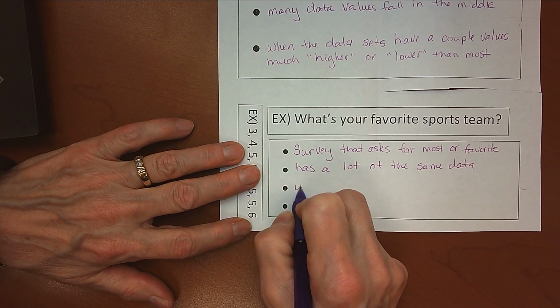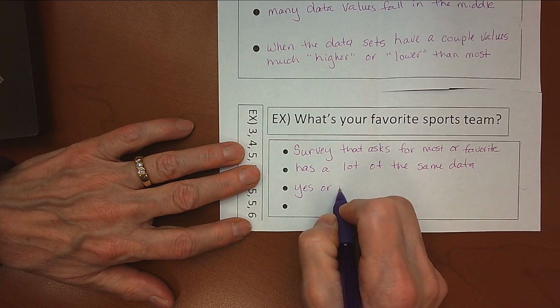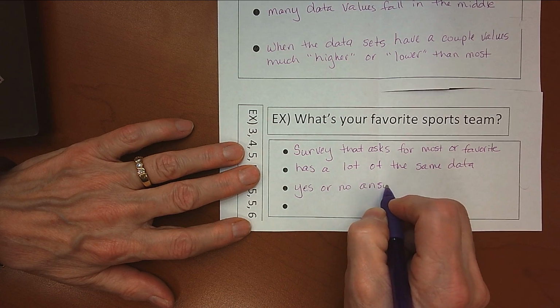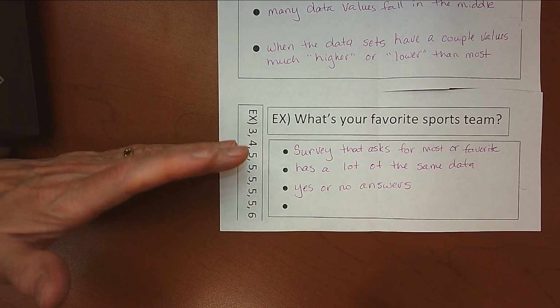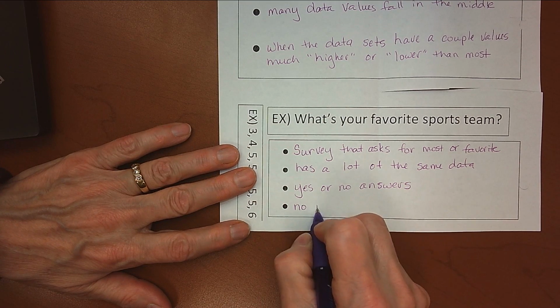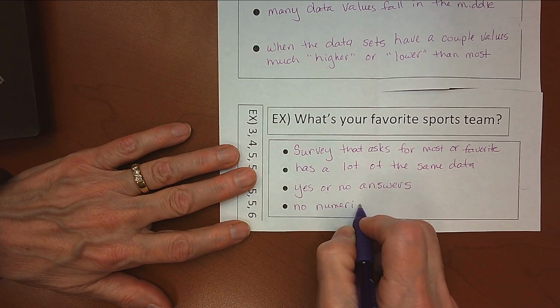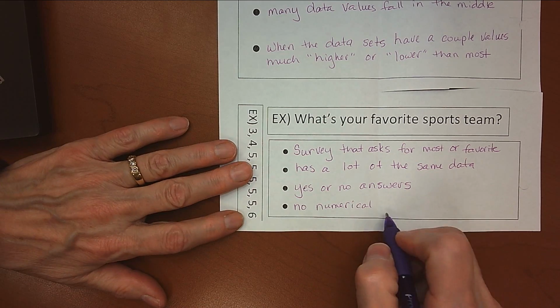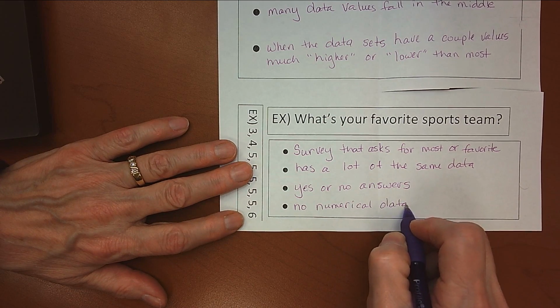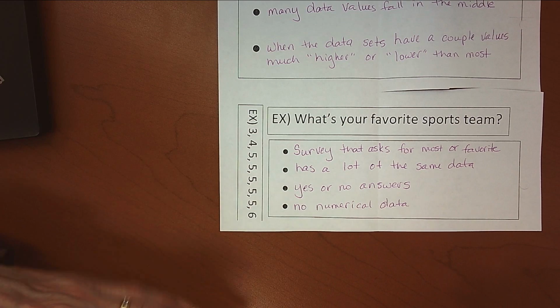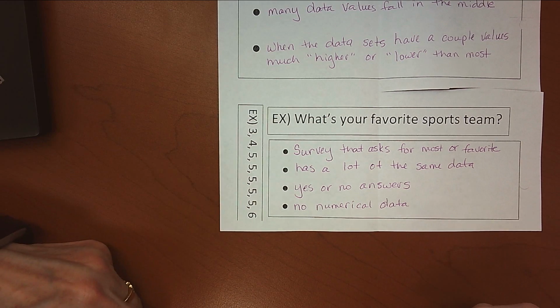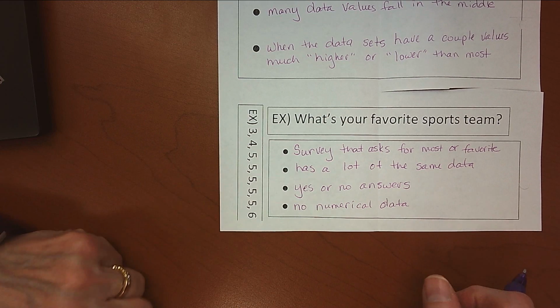If you're taking a survey that has yes or no answers, and when you really don't have any numerical data, so when you're not looking at test scores, you're looking at favorite colors or favorite sports teams. You just don't have a lot of numbers involved in your data. So those would all be examples of mode.